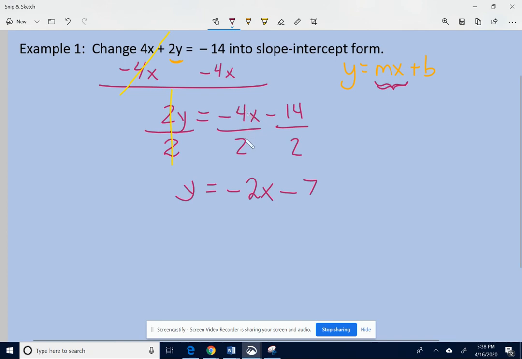Negative 4 divided by 2 is negative 2, so that's a negative 2x. Negative 14 divided by 2 is a negative 7. We'll work on these. It looks really funky at first, but we're going to get this.